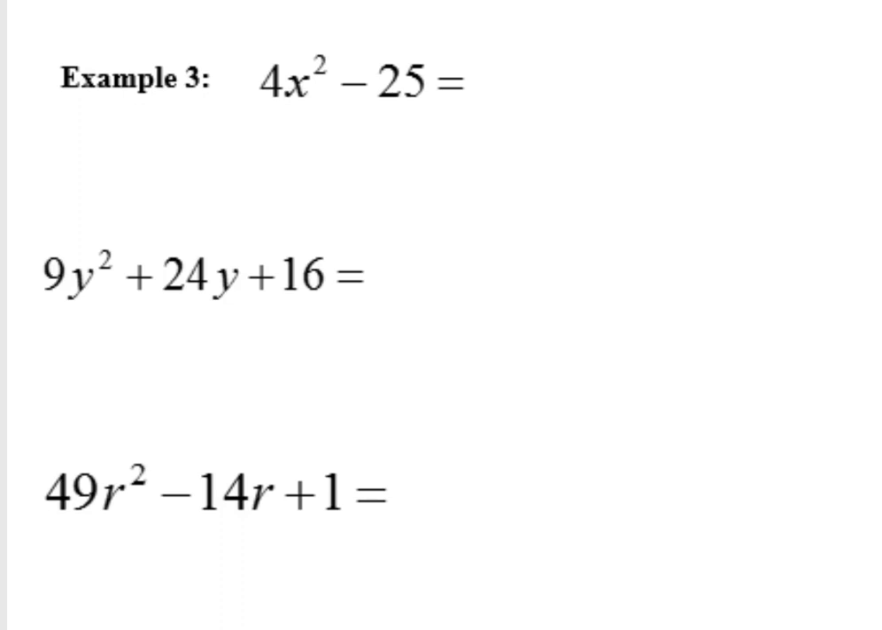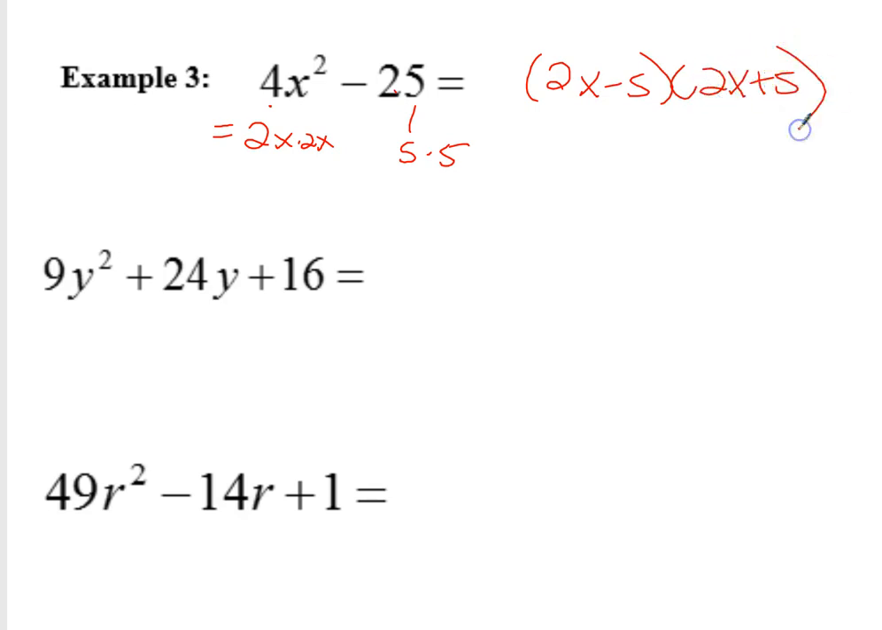With difference of squares, they can look different or come in different shapes and sizes. Okay, so we have 4x squared. We know that this is a perfect square because 2x times 2x gives us 4x squared. And we also know that 25 is a perfect square because we can do 5 times 5. So using our difference of squares rules, it becomes 2x minus 5 and 2x plus 5. Okay?